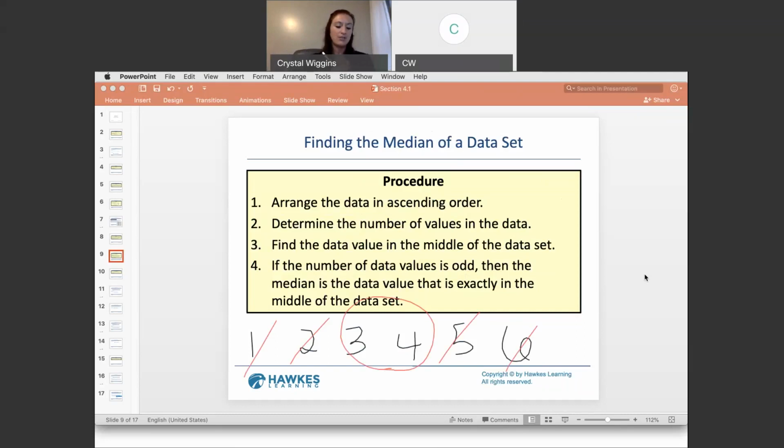So you're going to take 3 and add it to 4 and then divide by 2, and we get the median is 3.5. So when you see a 0.5 on a median, you just know that that median was calculated from a data set that had an even number of data values.